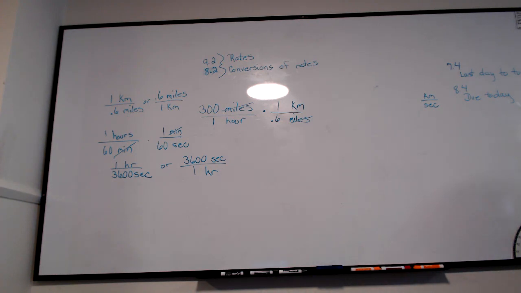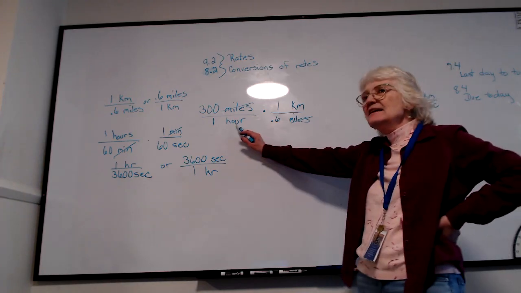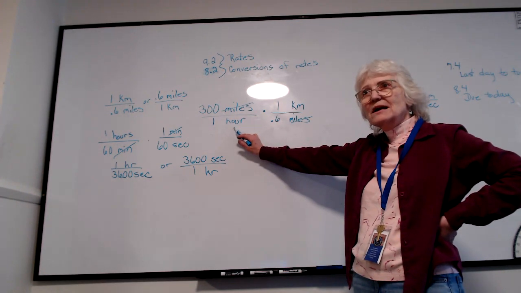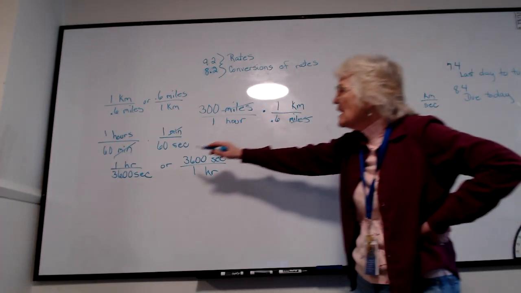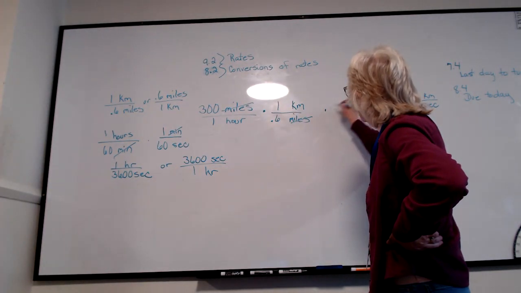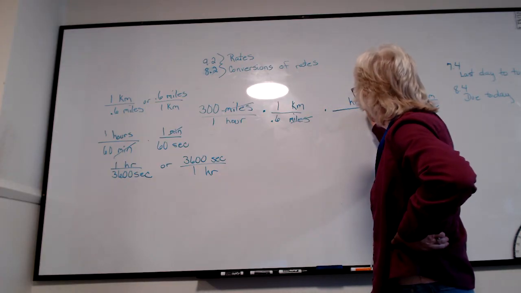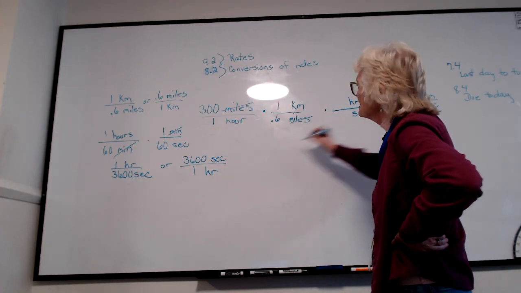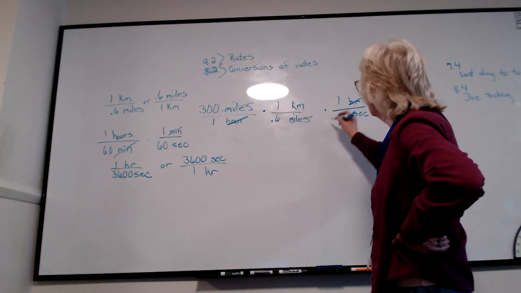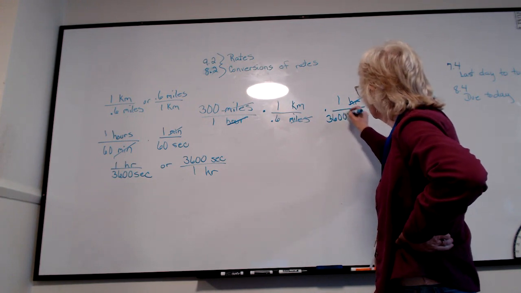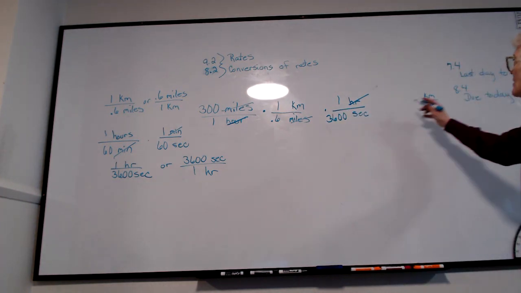Okay, so on this one, I have kilometers like I want, but on the bottom, I want seconds. So I want to cancel out the hour, correct? We want to get this and change it to seconds. So that means I have to put my hour on top and my seconds on the bottom, because now my hours will cancel. Okay, so 1 hour is 3,600 seconds. Now we do the multiplication.